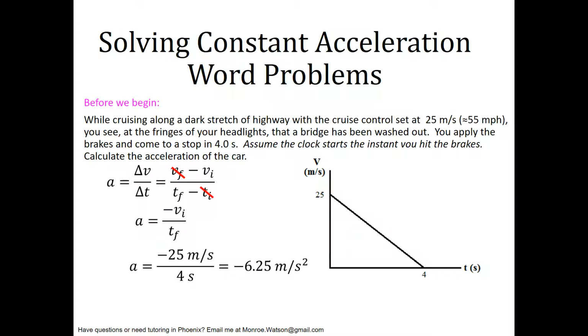Negative. Now remember, just as a reminder for you guys, if you're in my class, remember if velocity is positive and your acceleration is negative, then you're slowing down. So the problem tells me that I'm slowing down, and I'm traveling in the positive direction, so my acceleration has to be negative.